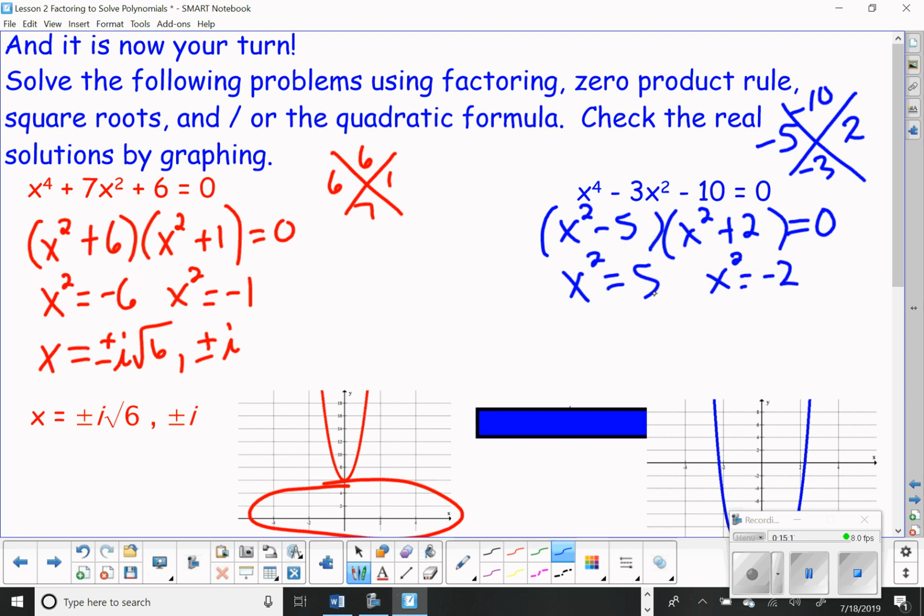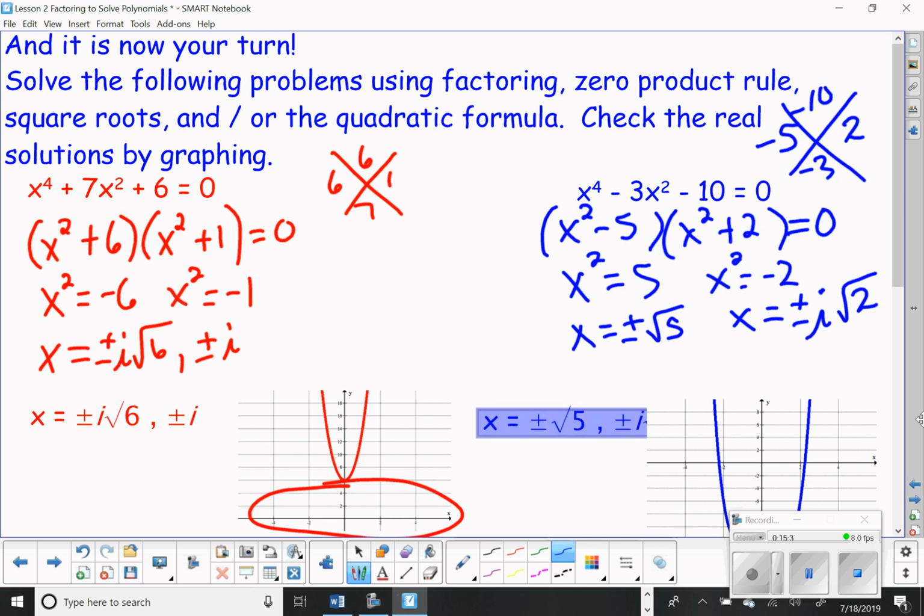Over here, this is going to be an irrational number, real but irrational. X will be equal to plus or minus the square root of 5. Over here, x will be equal to plus or minus, since I got the negative, I got to take the i out, and then the 2 stays under the radical.